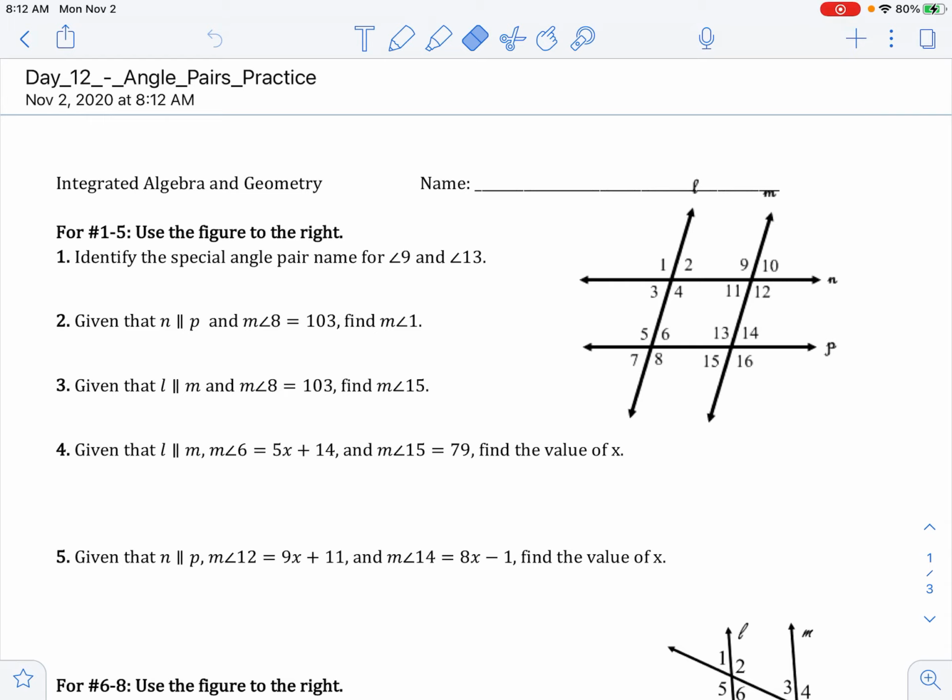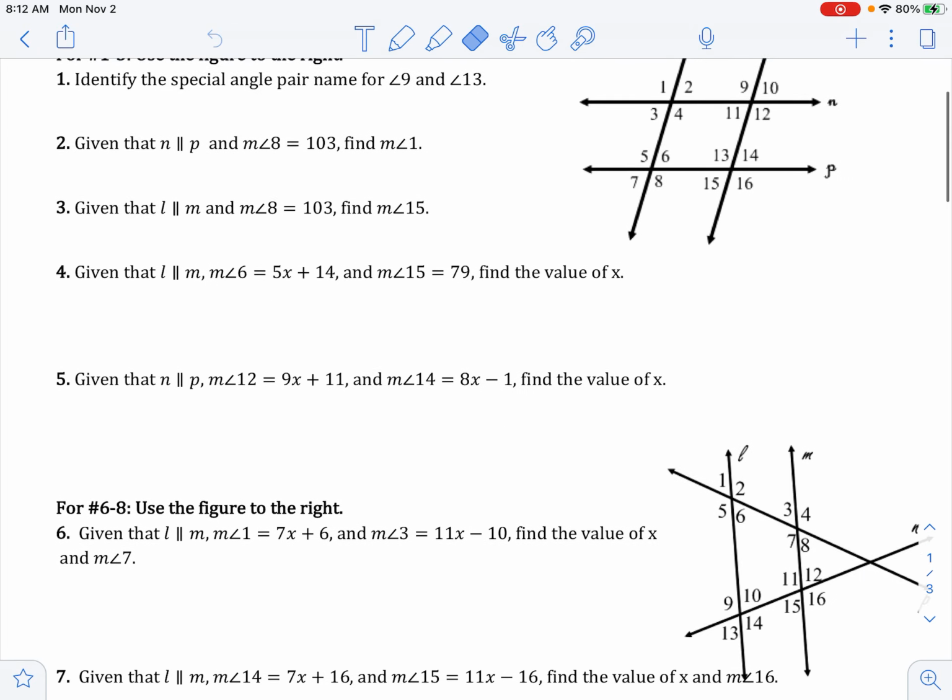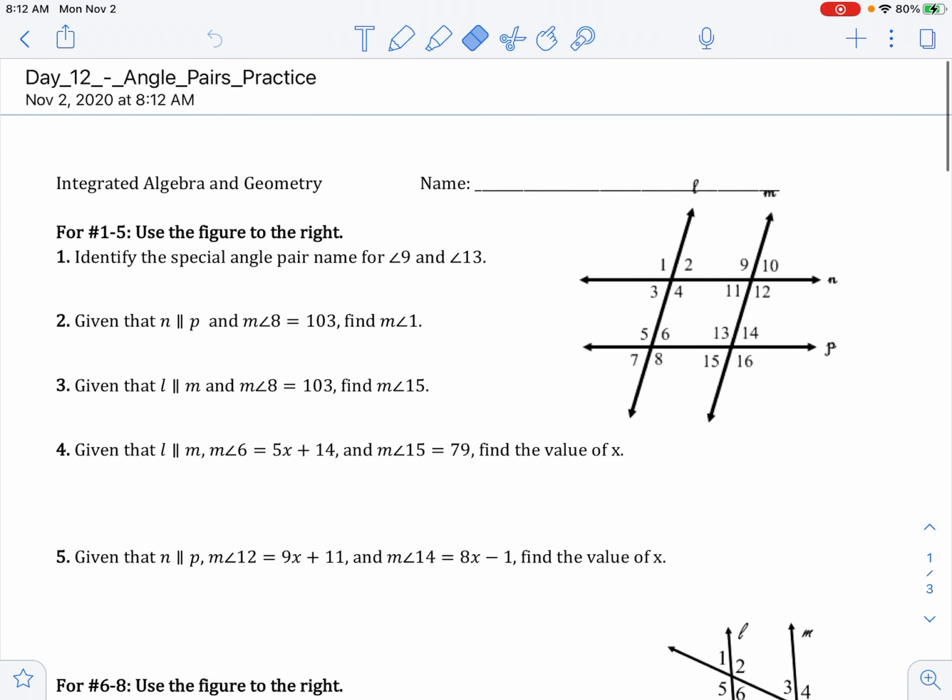All right, so this is a practice on lines and angles formed by those lines and what we've learned thus far with those. So there's going to be no new material in here, but just to make sure you know how to do certain problems. So the first one says, for 1 through 5, use the figure to the right. Identify this special pair name for angles 9 and 13.